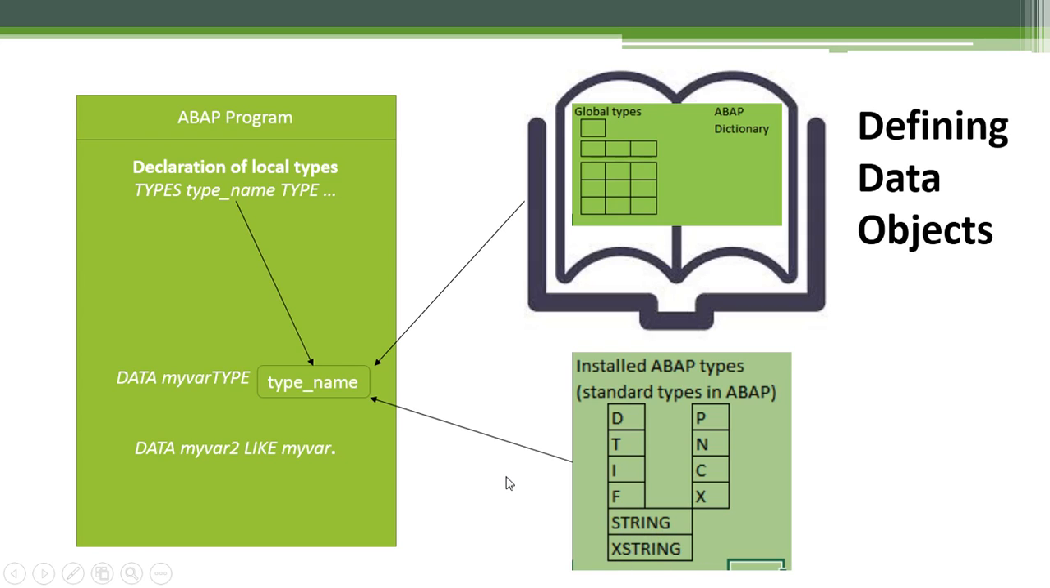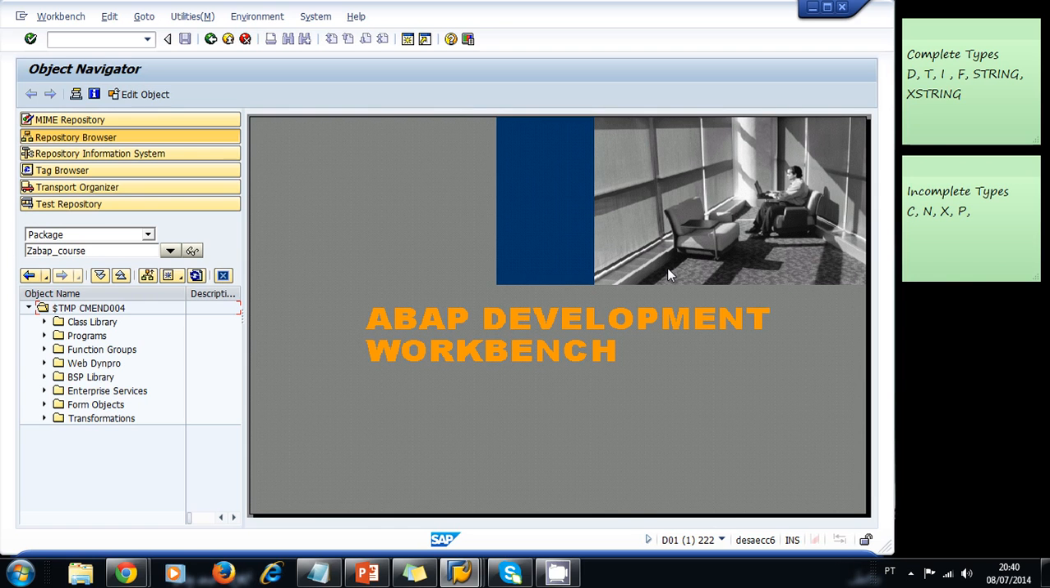Let's practice inside the system declaring some types. So let's practice some complete and incomplete types inside our system. Let's navigate to the Object Navigator. As you would know by now, it's transaction SE80. And let's do something different.